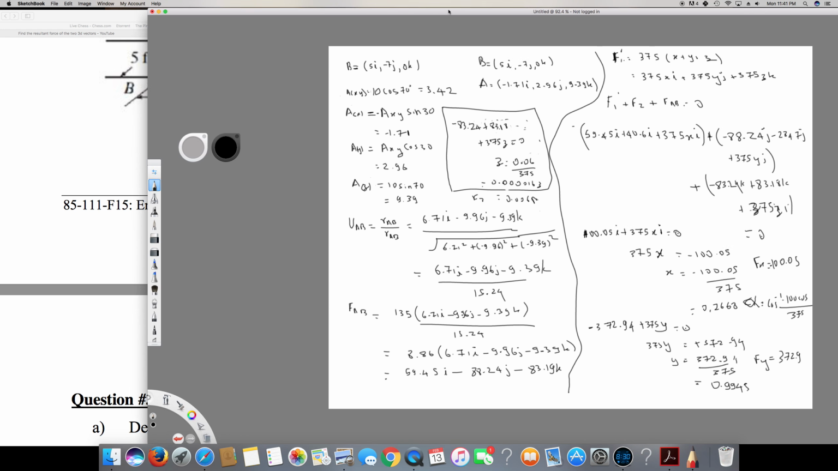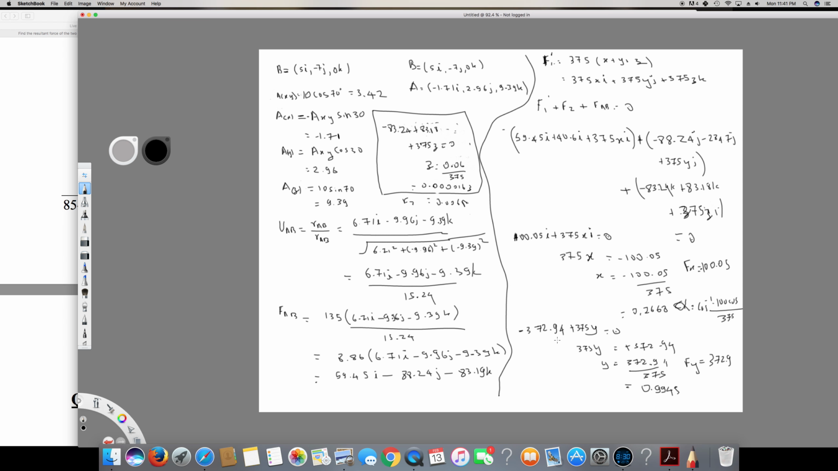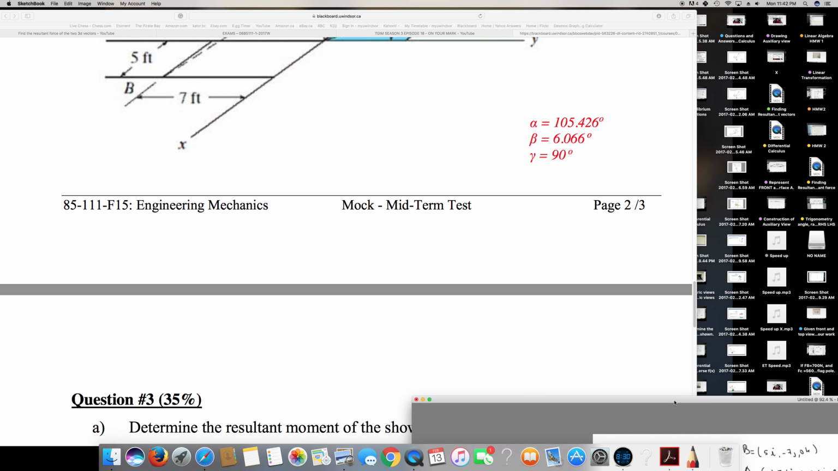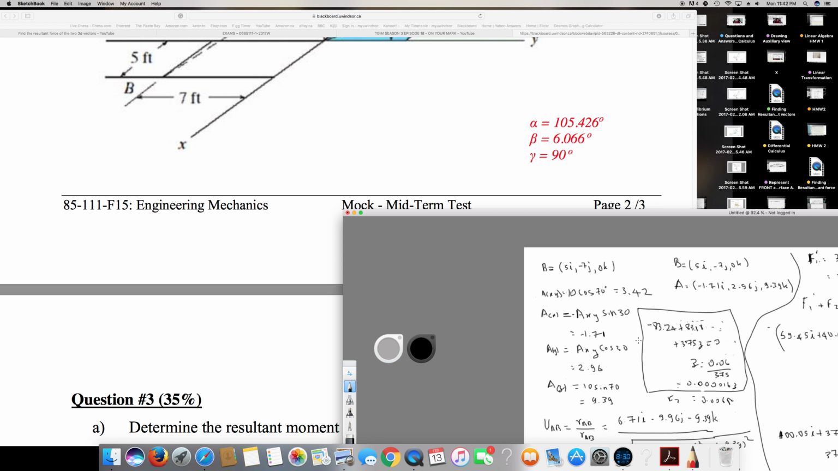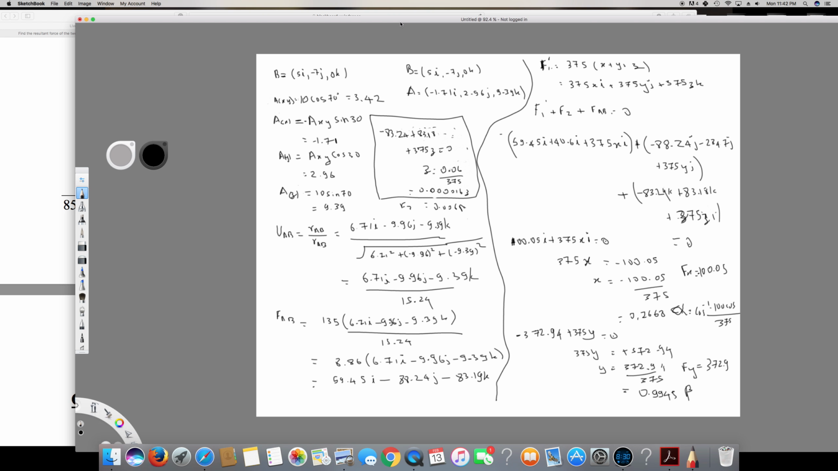If you try this for Fy and Fc, you will get the same answers I have here. For beta you do the same thing, cos inverse of 372.9 over 375, and you will get beta equal to 6.066 degrees. If you do it for gamma, 0.006 over 375, cos inverse, you will get 90 degrees. So that's how we do this question. I hope you guys enjoy this video. See you next time.